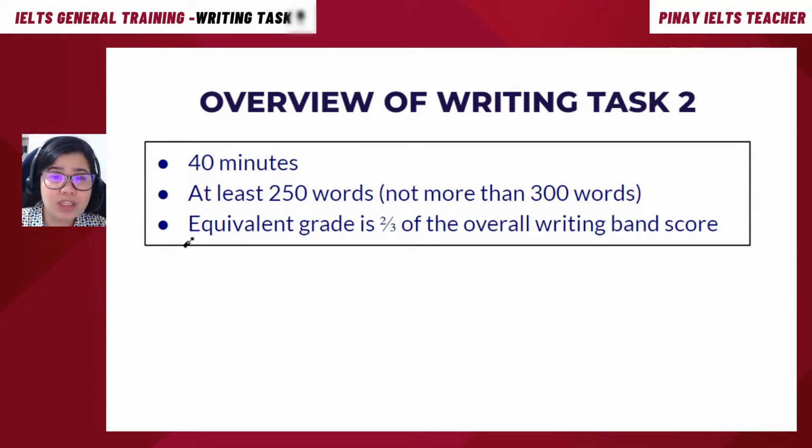Now, it is important to know that your essay is 2/3 of your overall writing band score, and then your letter for the general training and your summary for the graphs in academic is only 1/3 of your score, which means to say that you need to spend more time doing the essay. You need to put in more effort to make your band score higher in your essay writing because it contributes a bigger chunk of your overall band score for the writing test.